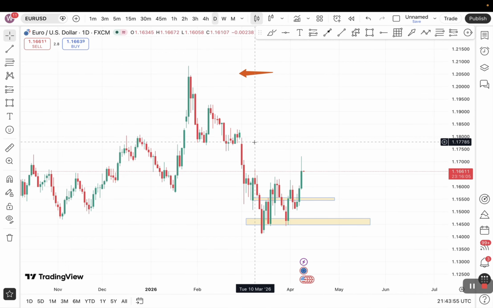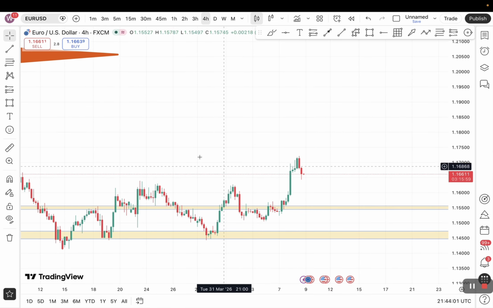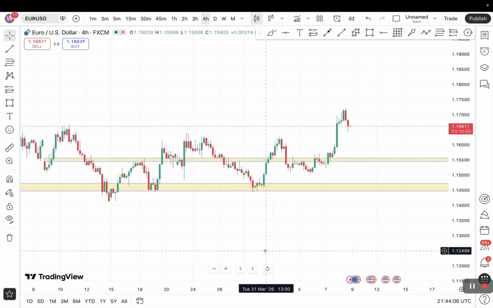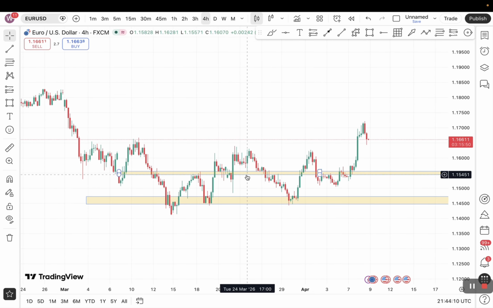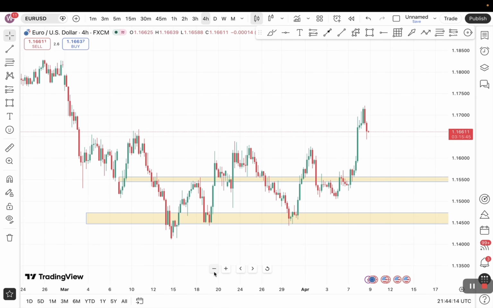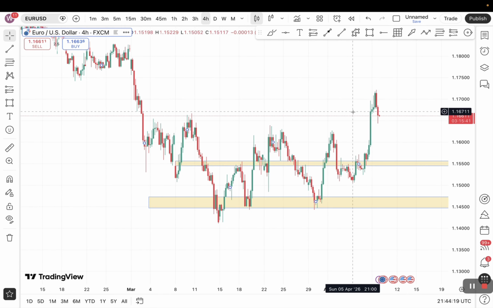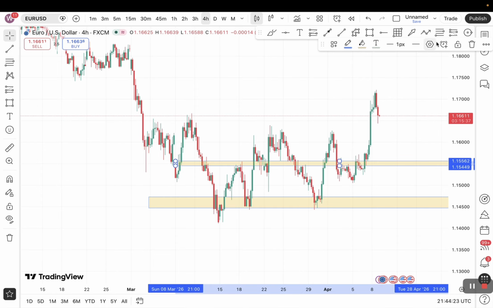But let me go to the 4-hour chart to show you, so that you can easily understand what I mean. This is the 4-hour chart. I want to draw my recent support and resistance on the 4-hour chart. I've already drawn it.